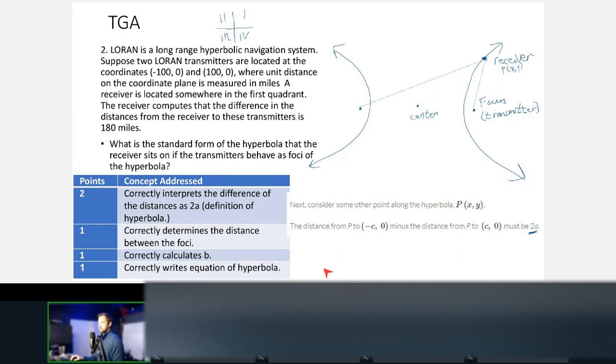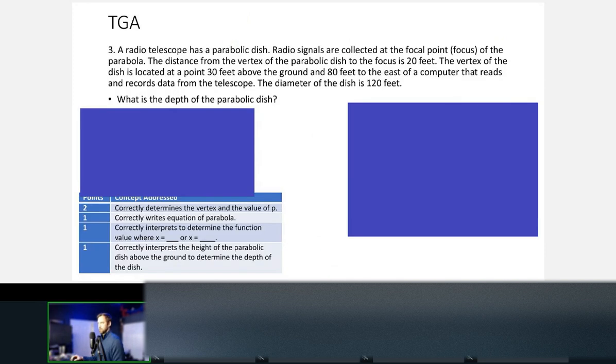So anyway, let's go on to the next question. Also kind of a difficult question. So again, I'm going to give you a really big push in the right direction on this one. It says a radio telescope has a parabolic dish. Radio signals are collected at the foci, or the focal point, called the focus, of the parabola. The distance from the vertex of the parabolic dish to the focus is 20 feet.